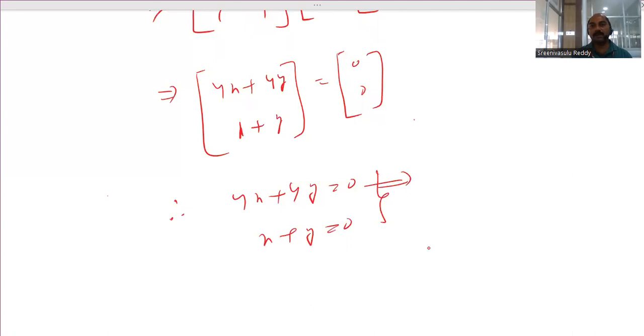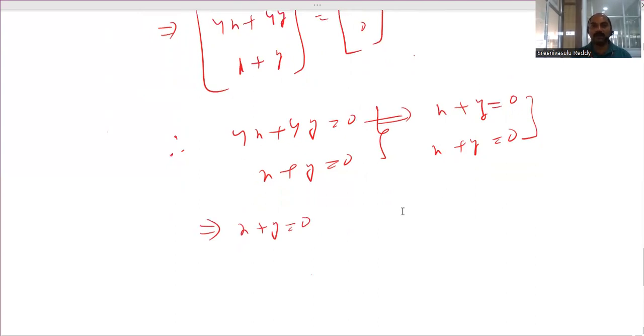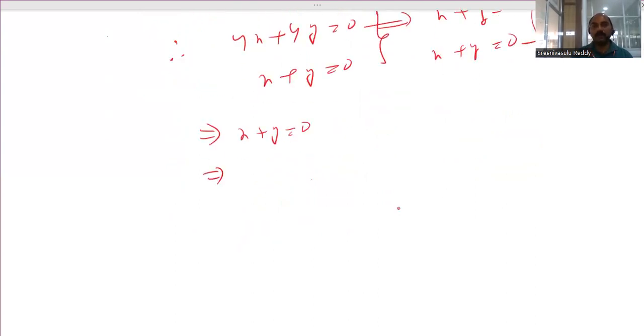From the first equation, you observe that taking 4 as a common factor, we get x plus y equal to 0. In the second equation, x plus y equal to 0. So both are the same equation. If the equations are independent, then only we can solve. That means x plus y equal to 0 only. Both are the same equation, no need to consider it two times. That implies x equal to minus y. If you know x, we can find y. Therefore, for the eigenvector, usually people take x equal to 1. That implies y equal to minus 1.